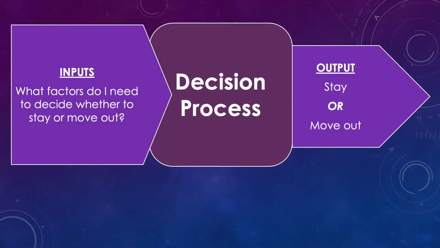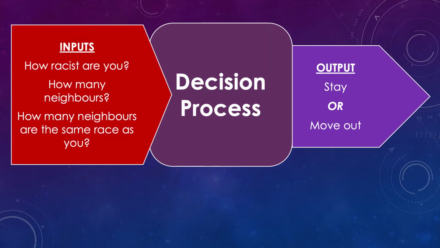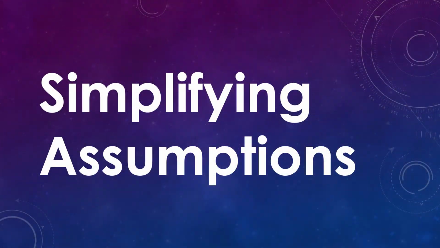What considerations must an agent have to decide whether to stay or to move out? In the first place, since we are investigating how racism plays a role, we need to inquire, how racist are you as an agent? How many neighbors do you have? And for that matter, how many of your neighbors have the same race as you? Now, what assumptions do we need to make? What kind of simplifying assumptions do we need?